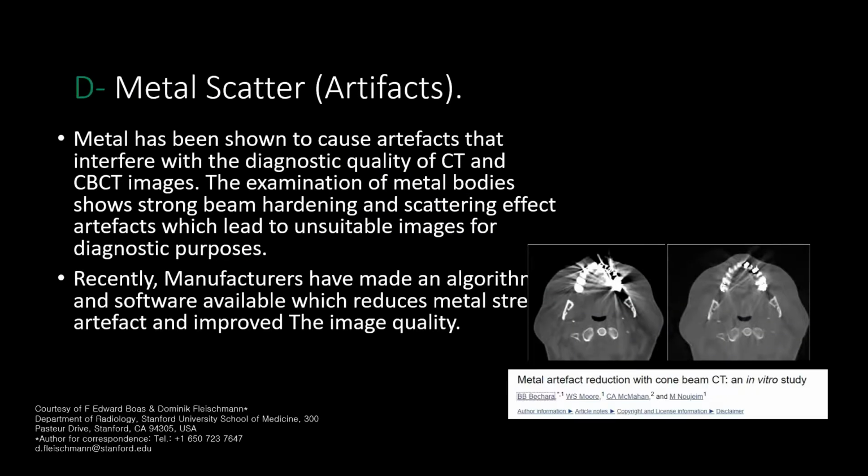Number 4 would be metal scatter or artifacts. So metal scatter is basically this artifact that we see right here when our patients have metal in their mouths. What happens is when the beams of the x-ray hit a very dense structure, it causes these scattering artifacts, and it really causes our image not to look very pretty, as you can see here, and it really reduces the quality, the information that we can gather out of the CBCT.